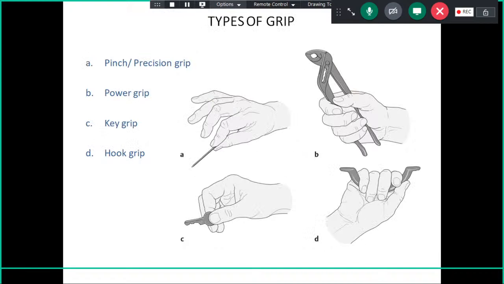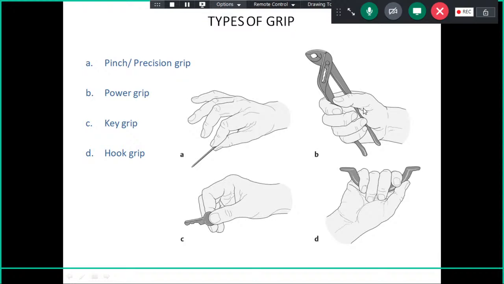You can go on. So when we talk about the movements of the hand, I'll be talking about the basic different types of grips that are seen. We have a pinch grip or a precision grip when you're holding something between the tips of two fingers, two digits. There's a power grip when you are gripping with the whole hand. We have the pinch or the precision grip, and we have the power grip.